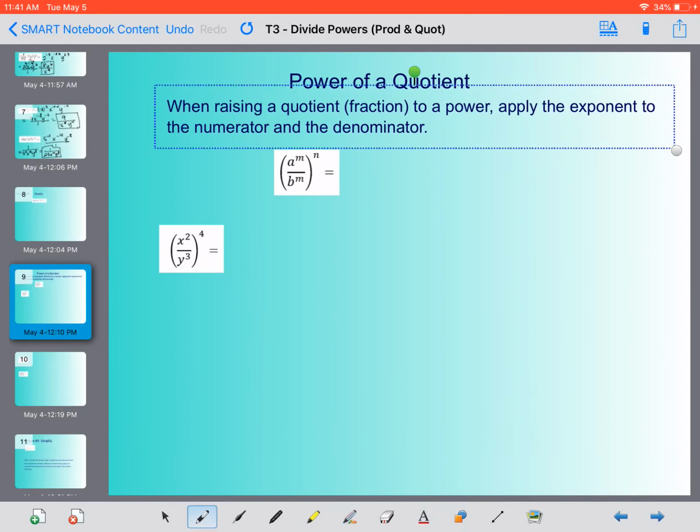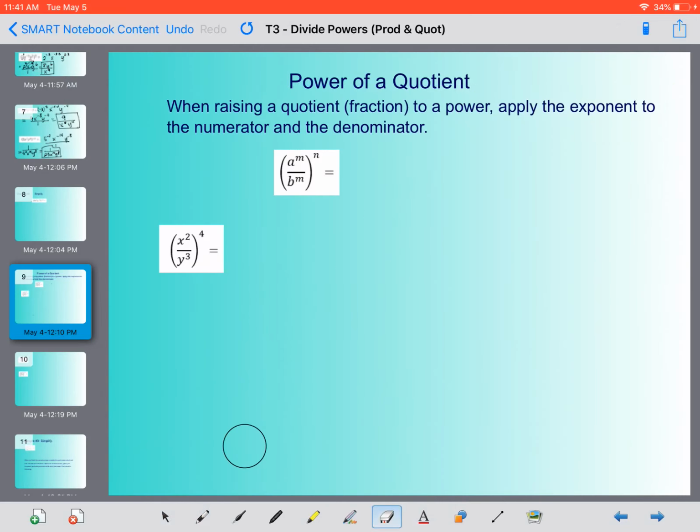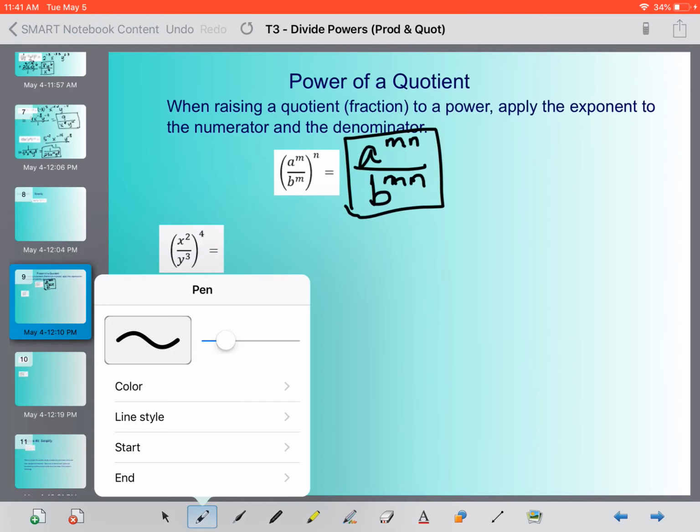When raising a quotient, a fraction, to a power, apply the exponent to the numerator and the denominator. Okay, so if we have a to the m divided by b to the m power raised to the n power, you'll have a distribute to both, so a to the m times n power over b to the m times n power. Since they have different bases, you cannot combine those into one term, so that would be your final answer.